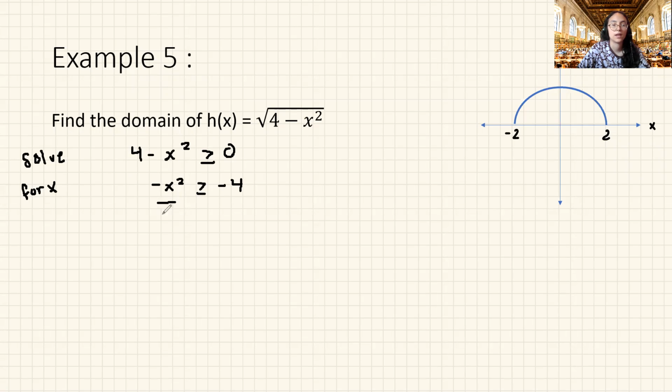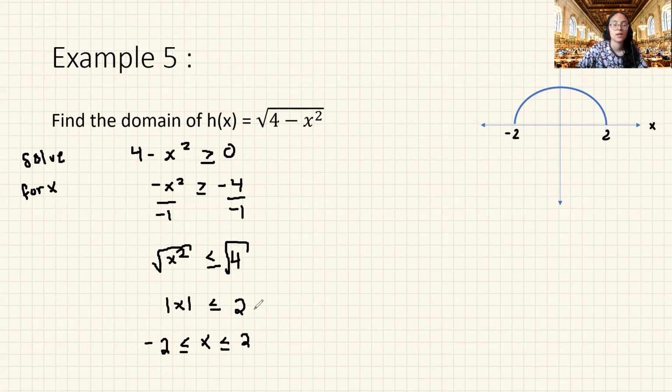Now I'm going to divide by the negative 1, which gives me x squared, and now I have to flip my inequality. Negative 4 divided by negative 1 gives me positive 4. Now I'm going to take care of this power, so I take the square root of both sides. I'm left with the absolute value of x is less than or equal to 2. So x is less than or equal to 2 and greater than or equal to negative 2. Our domain for this function is negative 2 to positive 2, and both of these values are included because our inequality is less than or equal to or greater than or equal to.